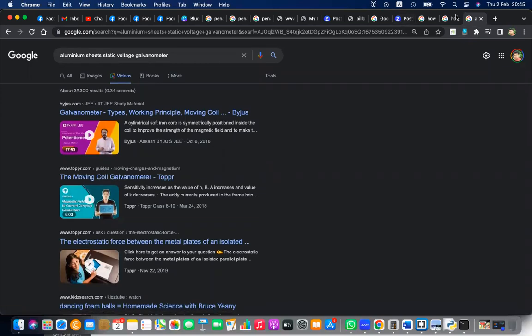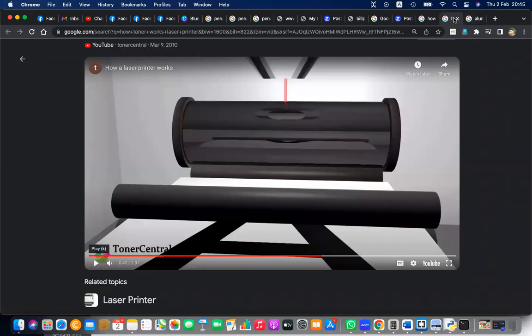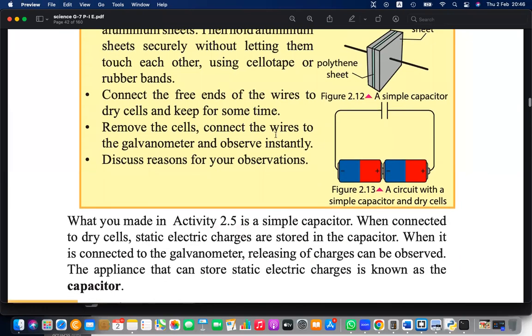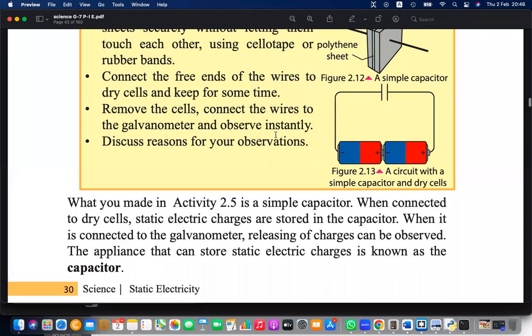No, son. It should be there, but it will take some time to search that video. Therefore, I will upload a video on this and you can see that, right? See the observation. So other than a galvanometer, you can even use something like a simple LED bulb, right? Actually, this is the behavior of a capacitor.